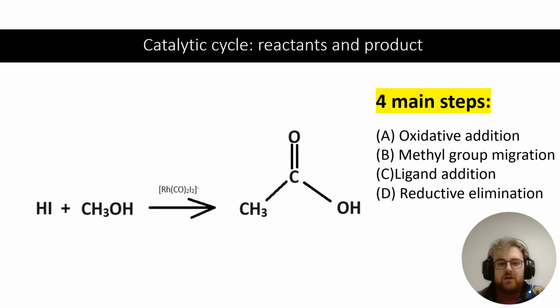So moving along here, this is the simplified net version of the overall reaction. Hydroiodide is reacting with methanol, which in the presence of the Monsanto catalyst can produce acetic acid. This overall reaction, there are 4 steps. We have oxidative addition, and then methyl group migration, then ligand addition, and then reductive elimination. Steps B and C could be combined into the same step, but I split them up just for clarity's sake in this presentation.